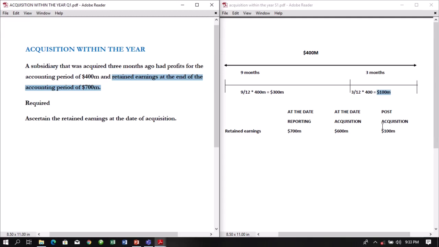Automatically, at the date of acquisition, I will have 700 less 100 million, and I will have 600 million. Very easy and straightforward. So now that you have a basic understanding of how acquisition within the year works, let us now look at a more detailed and examinable question.